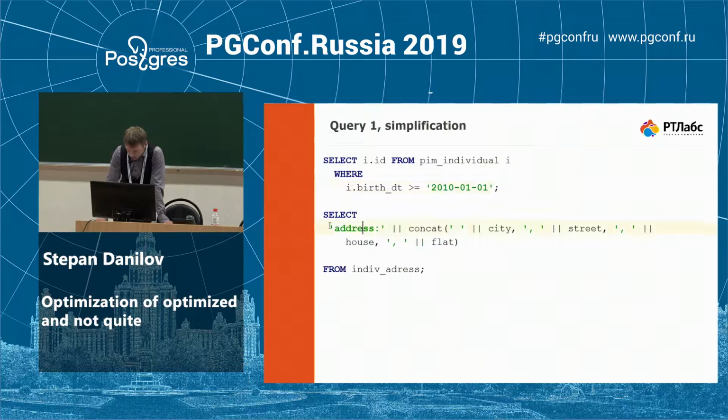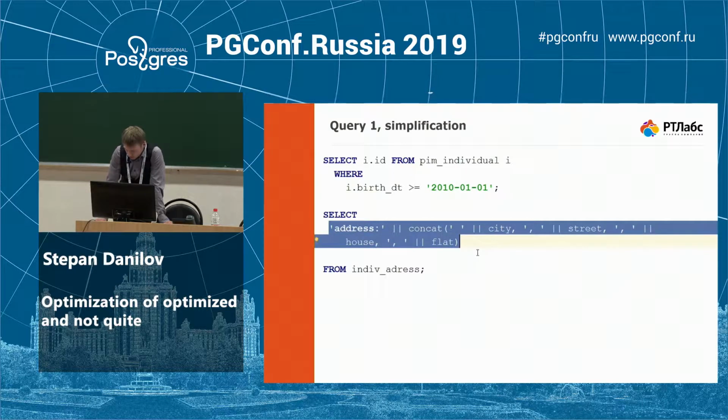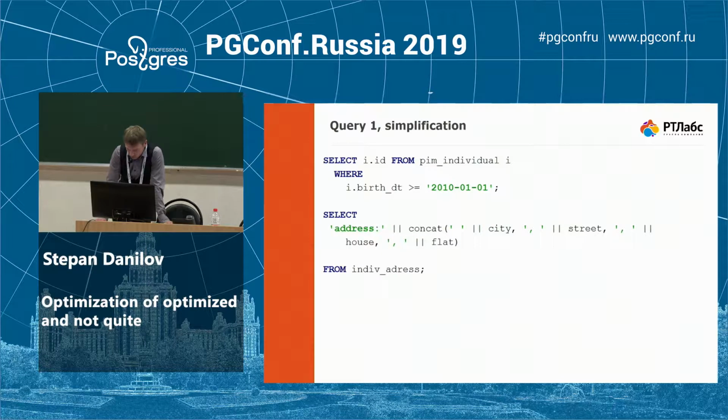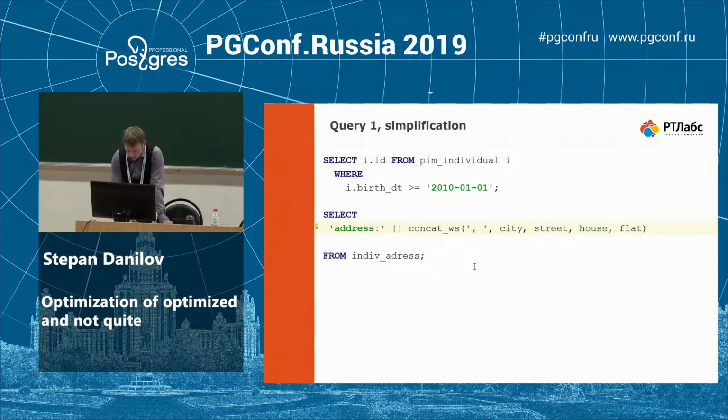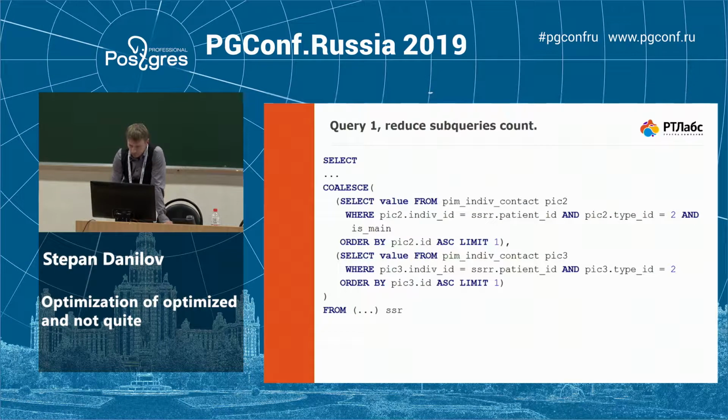In the second fragment, there is too complex a construction for concatenation of address. You can make it easier through concat ws. So at the end, you arrive at a simpler calculation.